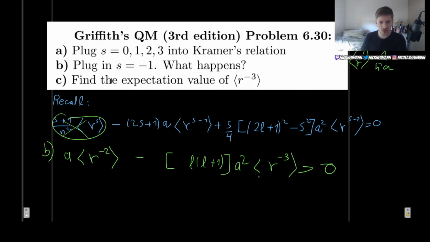And well, this problem was quite straightforward. All we did was literally just plug everything in, and yeah, that was it.